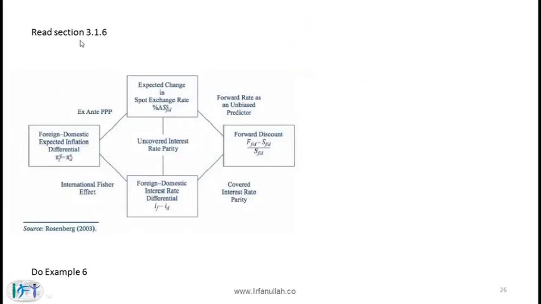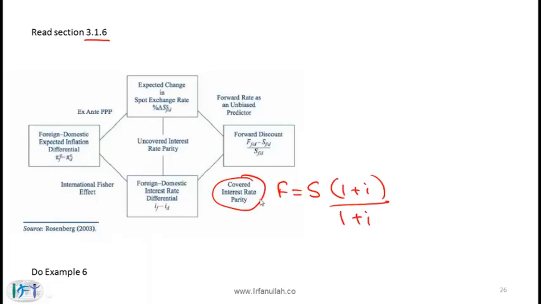I'd strongly encourage you to read section 3.1.6 from the curriculum, which ties together the various pieces we've been talking about. But let me just give you the core points. Covered interest rate parity. This essentially is the relationship which allows us to compute the forward rate based on interest rates. So as a quick recap, here is the formula. This is perhaps one of the most important relationships which you see here, and then you will see later in the curriculum.